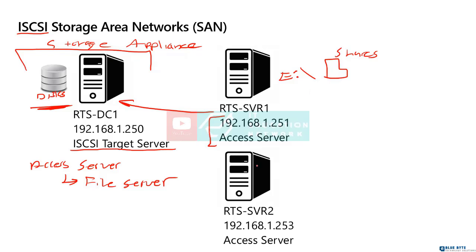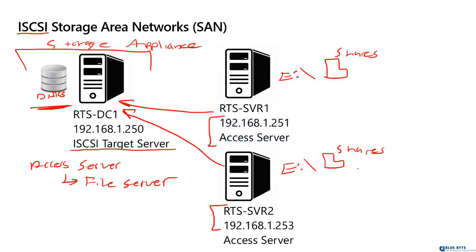I'm also going to add an access server for RTS serve 2. Its address is 192.168.1.253. It's also going to have an E drive show up. Now, what's neat about this, since they connect back to the same data store, it does not matter which of these servers you connect to, you're seeing the same exact data. So that share, it's going to be visible through either one of these servers. So it does give you some level of high availability.